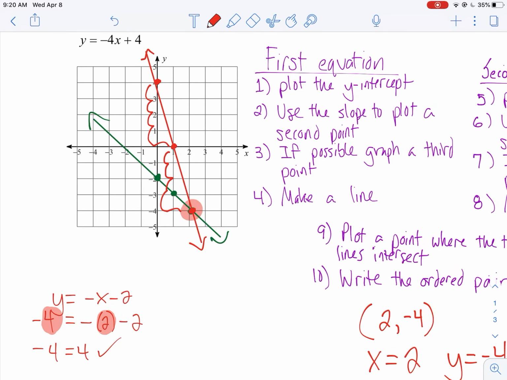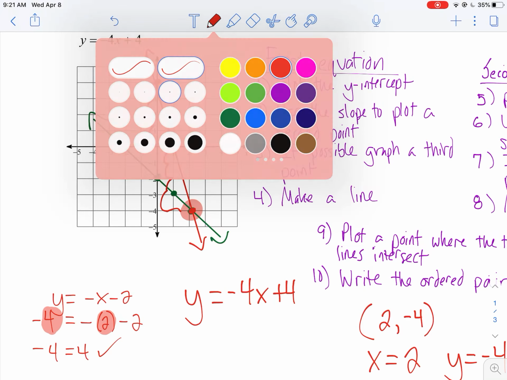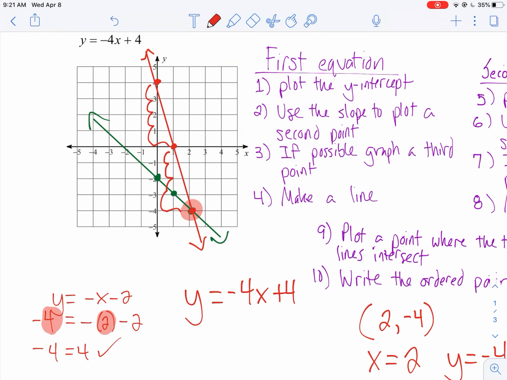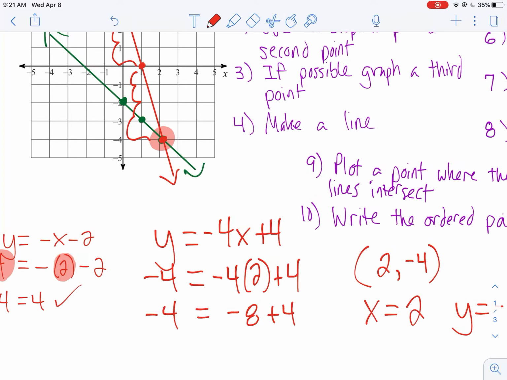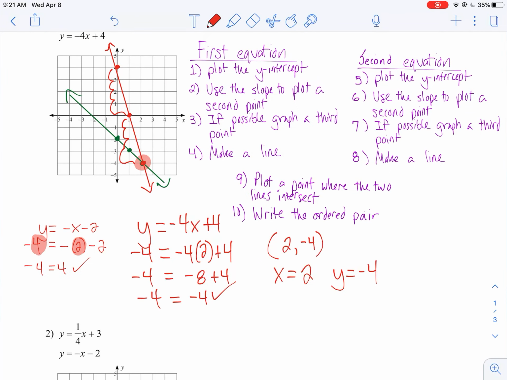Now we want to see if it works for the second equation. y equals -4x plus 4. Again, just going to substitute some values in. For x, I'm going to substitute in 2. For y, I'm going to substitute in -4, and let's see if it works. -4 times 2 gives me -8, plus 4 equals -4. Guess what? It checks out.